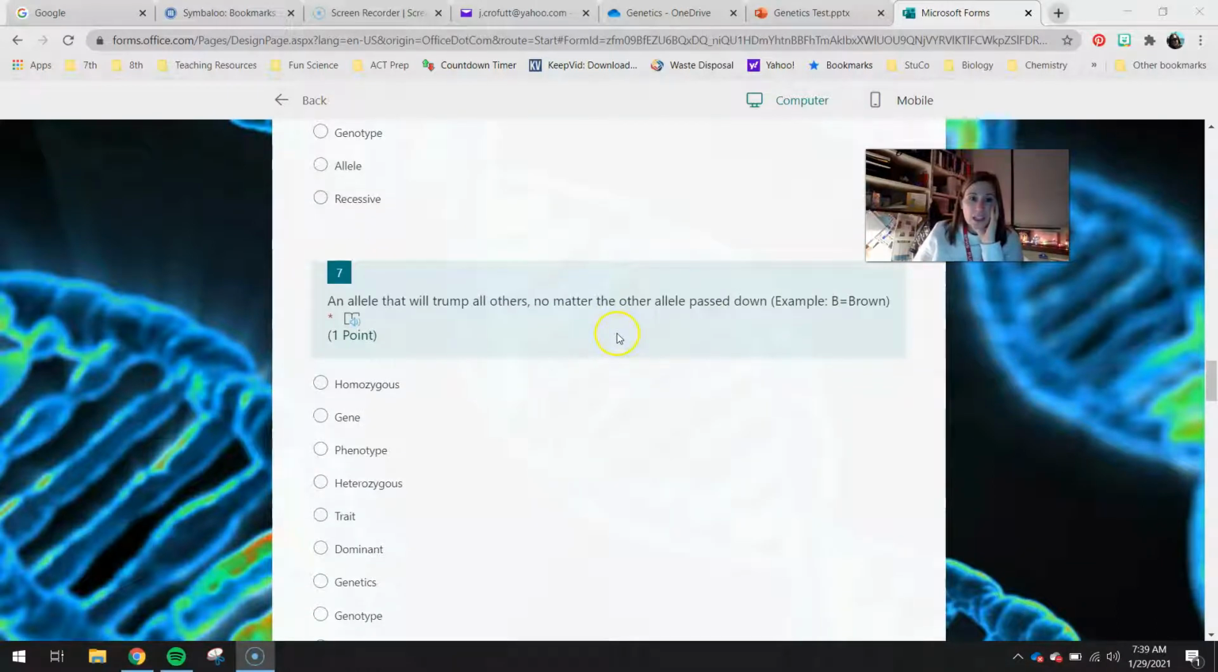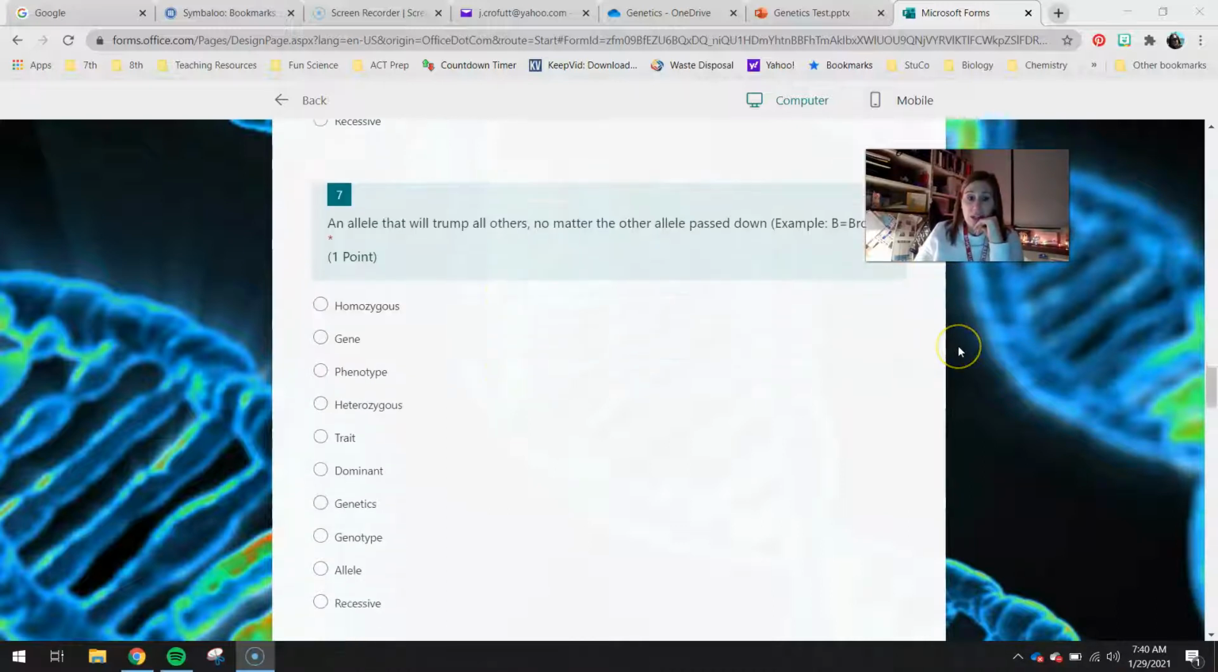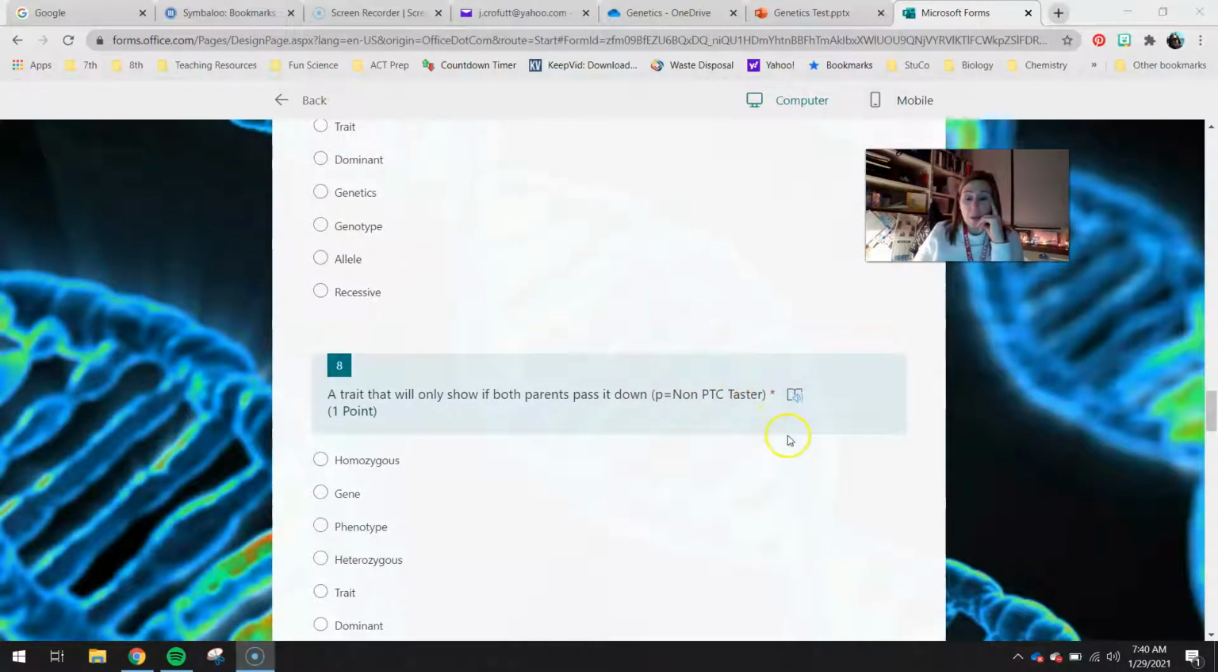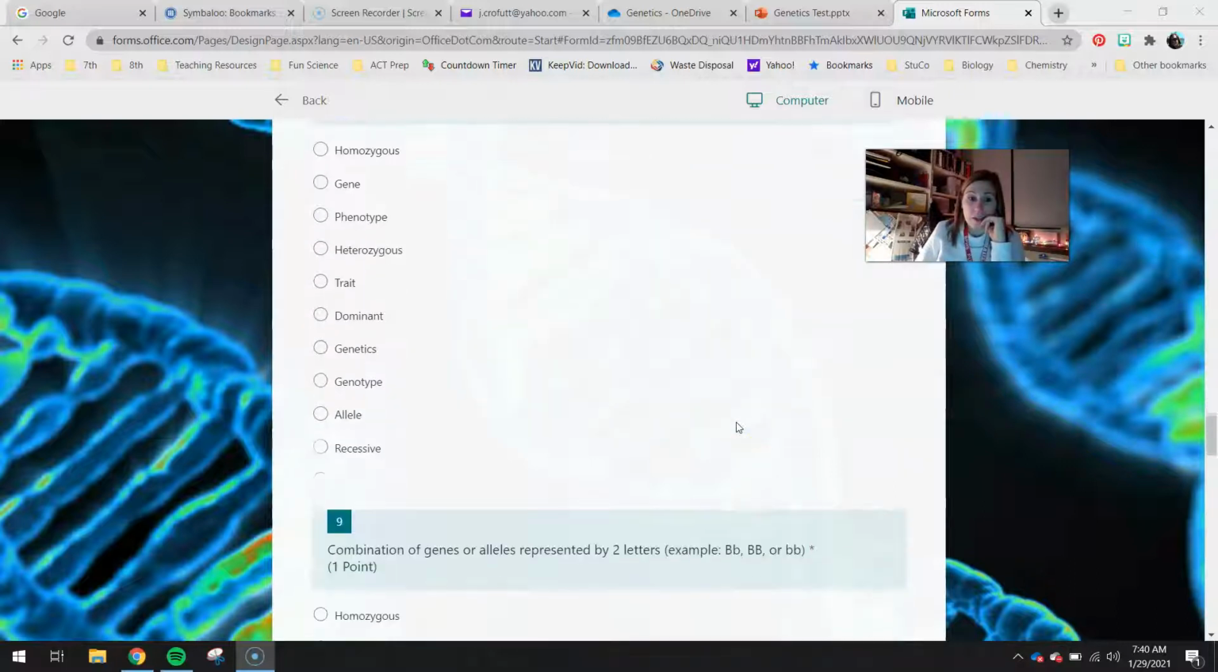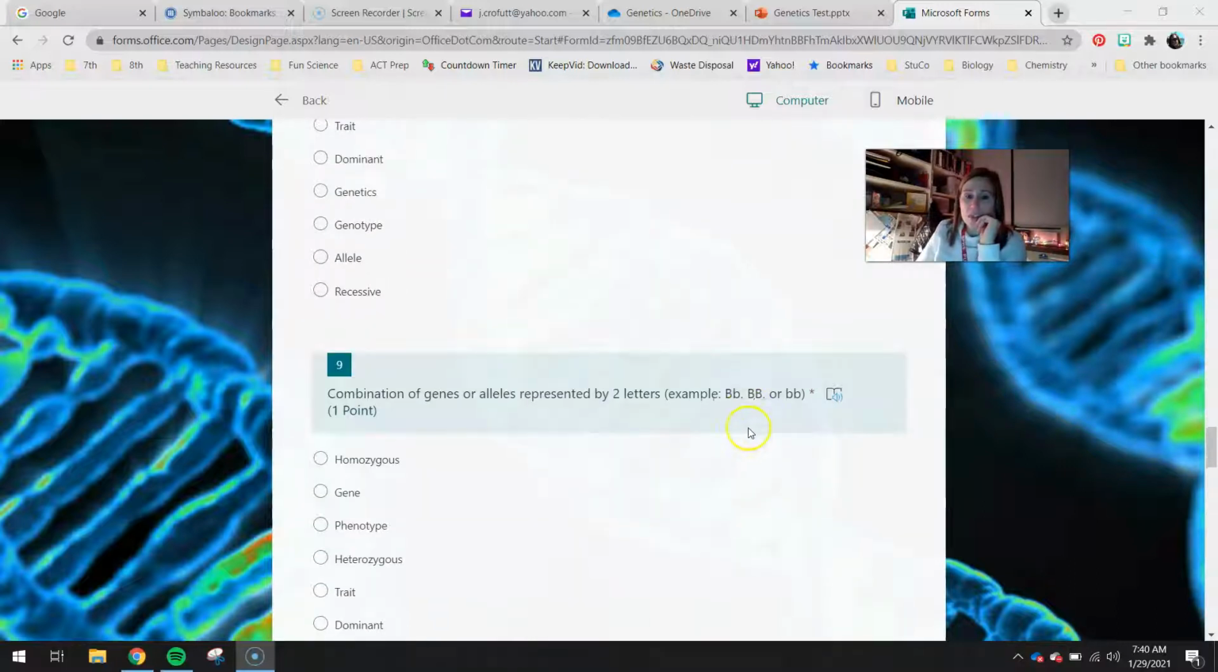Okay. An allele that will trump all others, so if even one parent passes it down, we're going to see that phenotype in the offspring. A trait that will only show if both parents pass it down, so again, both parents would have to pass down this copy of the trait. For instance, lowercase p is a non-PTC taster. So in order for an individual to be a non-PTC taster, both parents have to pass it down. If either parent passes down the PTC tasting gene, then that kid will be PTC tasting. Okay. Combination of genes or alleles represented by 2 letters. So here are 3 examples of this vocab word.